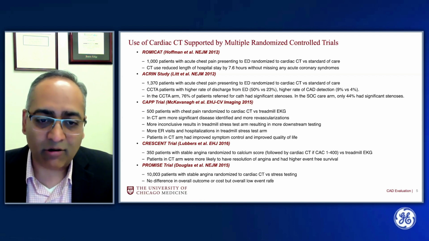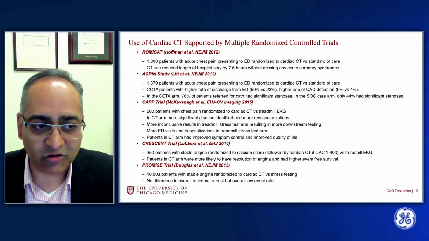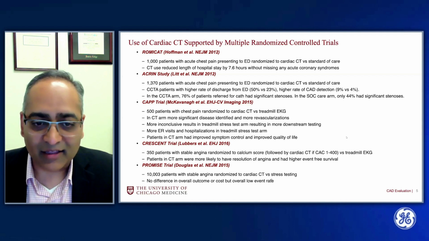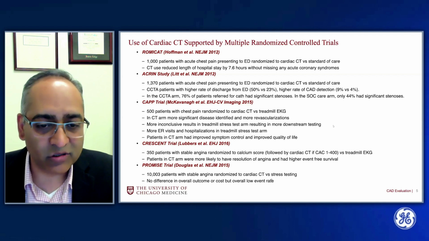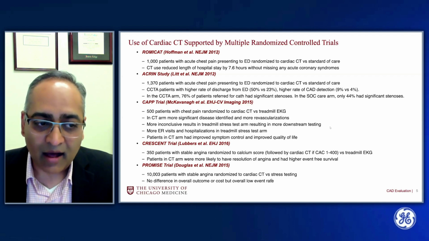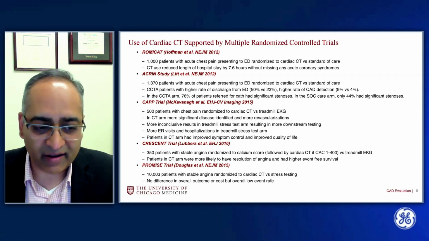In the CAPP and CRESCENT trials, patients were randomized to cardiac CT or treadmill stress testing. And I think the general idea is that patients in the CT arm had reduced downstream testing, and patients in the CT arm had an improvement in their symptomatology and improved cardiac events.